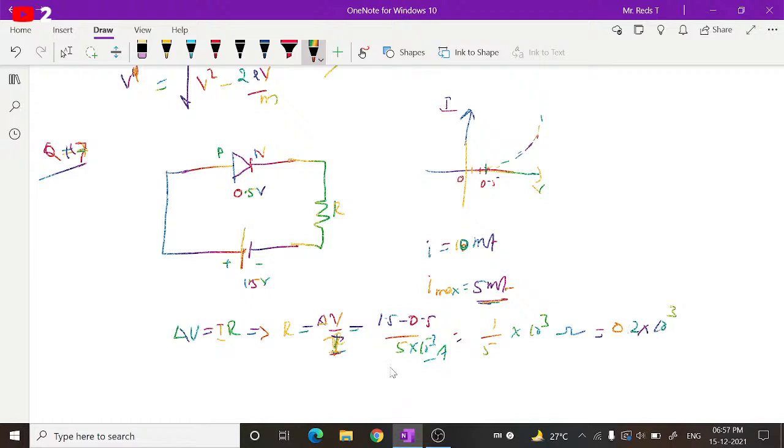We get 200 ohm. Based on the options, you can see 2 into 10 power 2 here. So 0.2 into 10 power 3 can be expressed as 2 into 10 to the power 2 ohm. That will be the resistance. That implies R is equal to 2 into 10 to the power 2 ohm. That will be the corresponding answer.